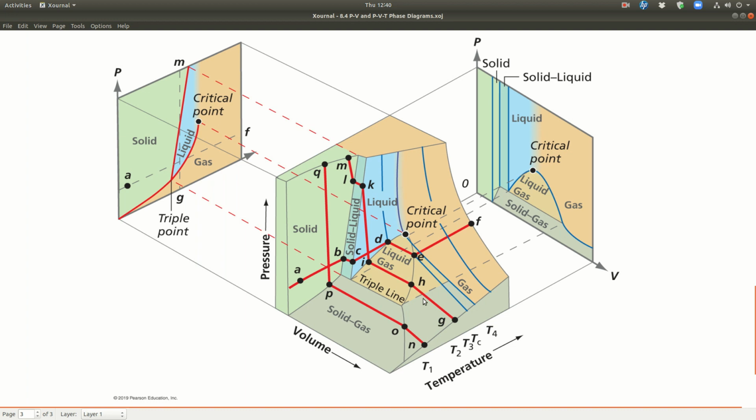Solid gas equilibrium then becomes liquid here. So we increase the pressure, we get to solid liquid. Again, the volume's changing here, and as we increase the pressure, make it into a solid. This is all at the same temperature. So that is pressure volume and pressure volume temperature phase diagrams.